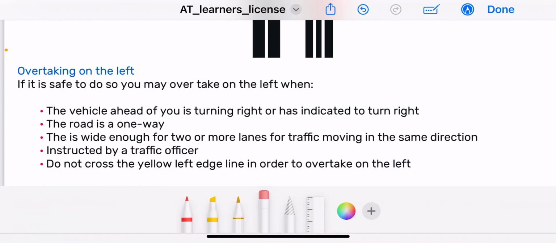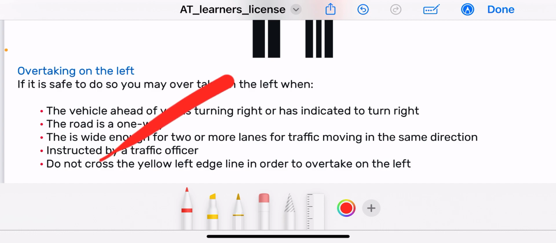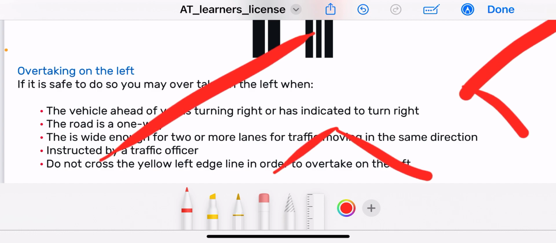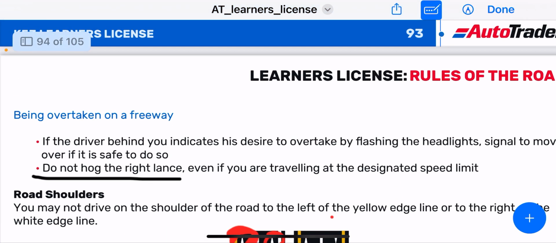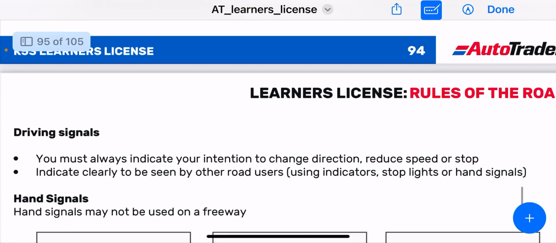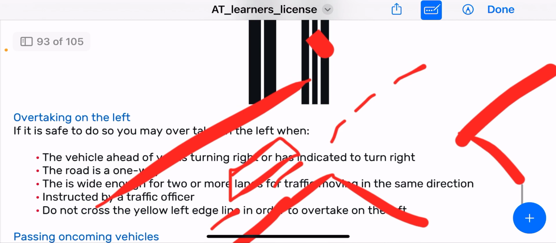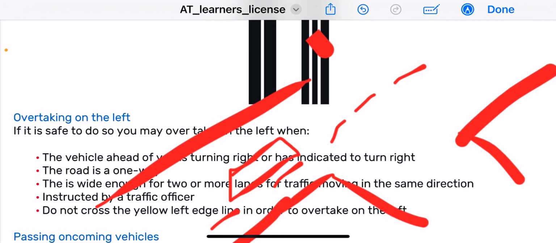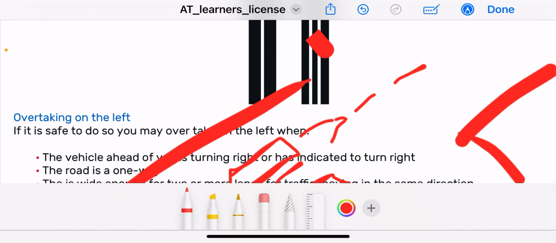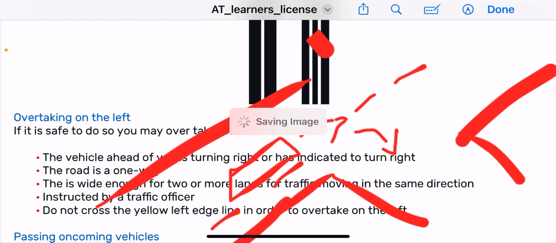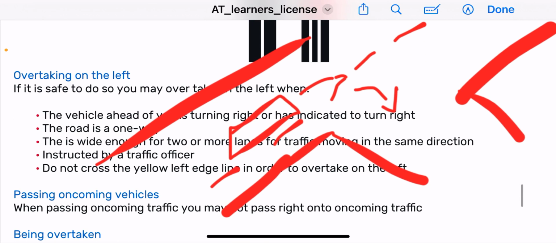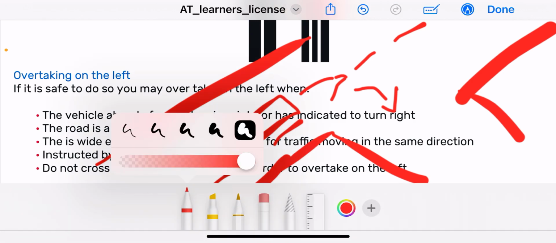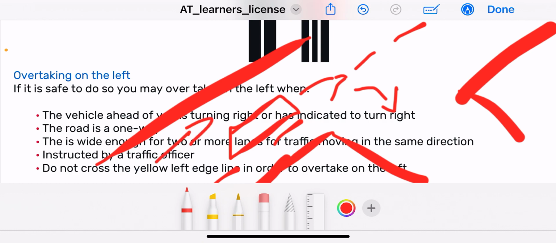Right? So, this is the road. So, if this vehicle here, the road is divided. This vehicle is indicating that it's going to turn right, okay? It's indicating that it's going to turn right. Then you are allowed to overtake. You are then allowed to overtake on the left. Okay.